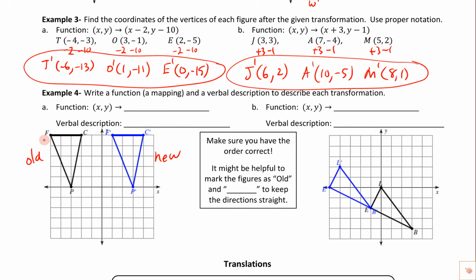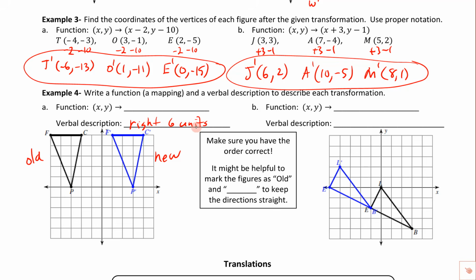Now the verbal description might be easy for you. You'll notice that we took F and we moved it 6 units over here. We didn't move it up or down. Okay, so we go right 6 units. If we get pressed for space, then we'll just say right 6. We won't put the units on there.